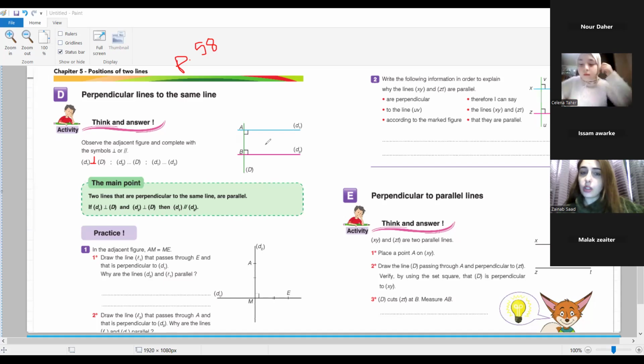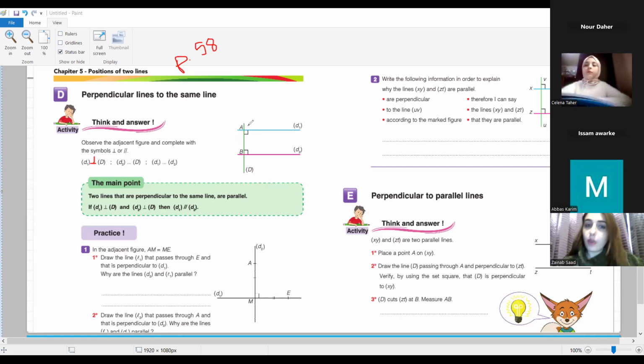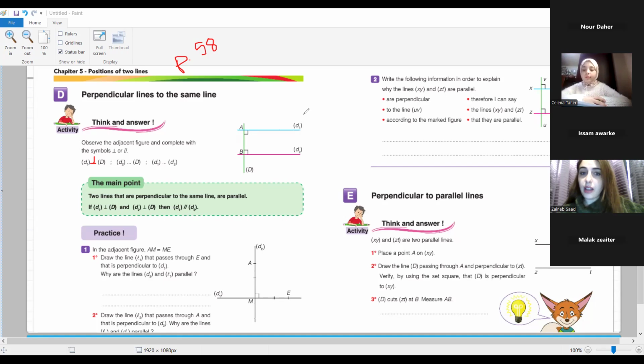At which point? On point A. What did they do together? A perpendicular line, a right angle. So they met in one point and they made a right angle. Okay, a 90-degree angle. That's why we call them perpendicular lines. Thank you, Malak.